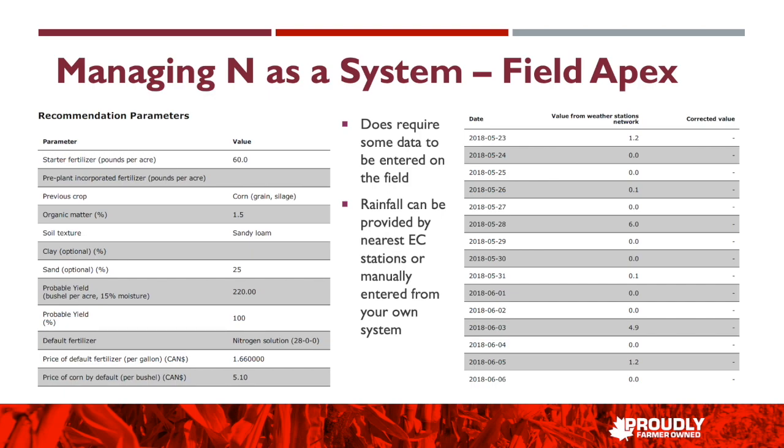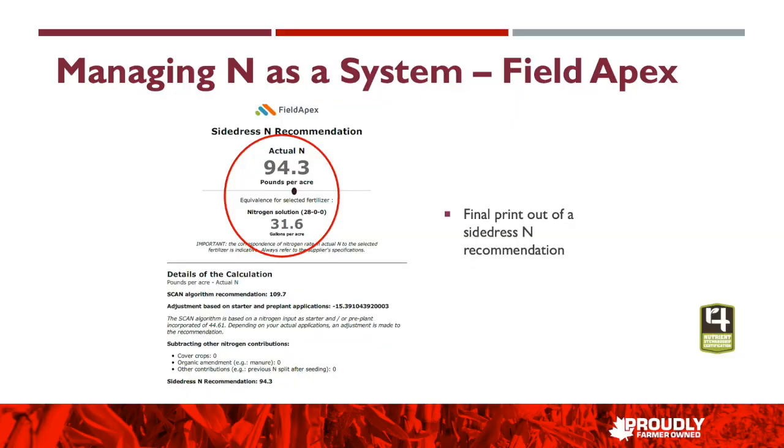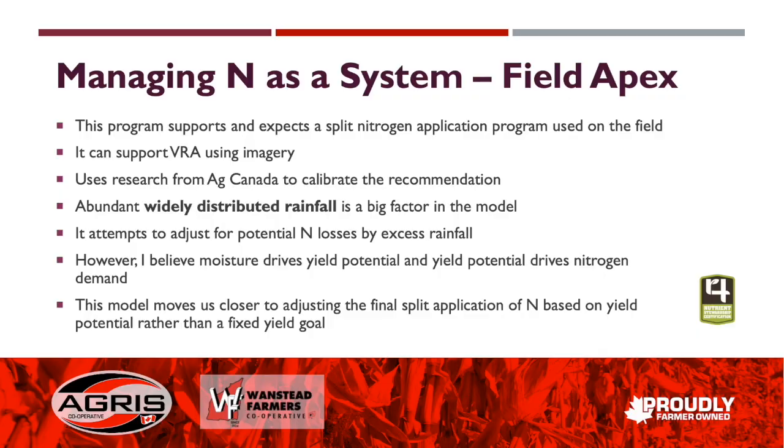And on the other side, the weather data is pre-populated when you sign in and register your field, or you have the chance to edit this with your own local rainfall data before the model gets run. So it has some flexibility on the weather side. And the final printout is a recommendation for side dress. In this case, we used 20%, so it gives us our gallons per acre recommendation based on what we put in for the parameters. So it's a program that does support and expects a split N program.